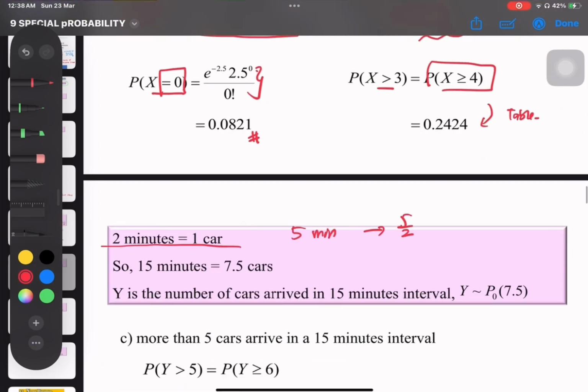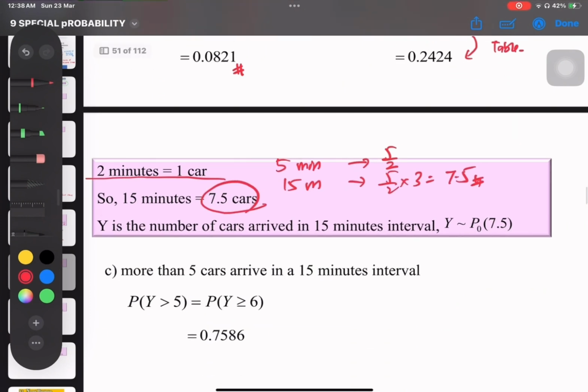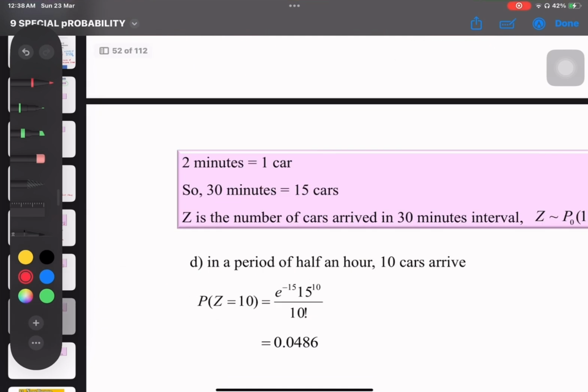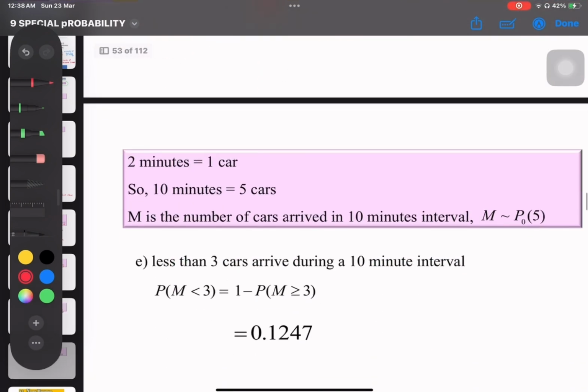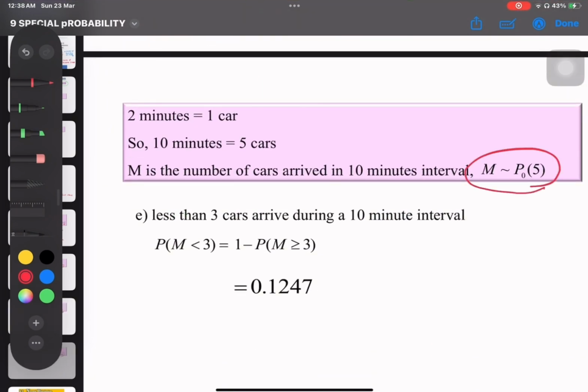In question C, 5 minutes we have 2.5 cars, and so 50 minutes we will have 7.5 cars. Our mean here is 50. In question E, our mean is 5.